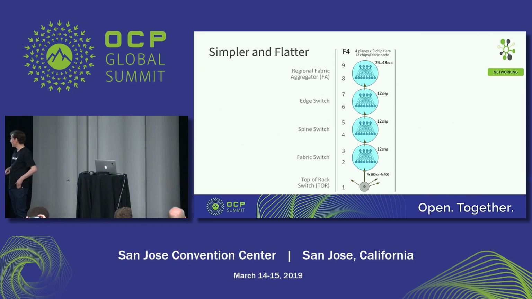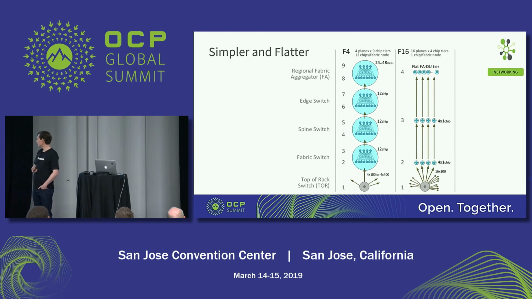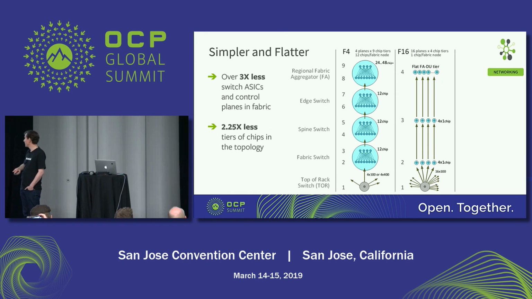Looking at our existing fabric, we have all these tiers: fabric switch, spine switch, edge switch, and regional aggregator. But inside each node, there is a small fabric of subswitches. And in total, this gives us 9 distinct chip layers on the network. In comparison, F16 has only 4 chip layers. Yes, it has more parallel elements, but each element is a lot simpler than in the previous fabric design. So in total, with elimination of the edge switch tier, it's over 3 times fewer chips in the fabric, and over 2 times fewer tiers of chips in the fabric.